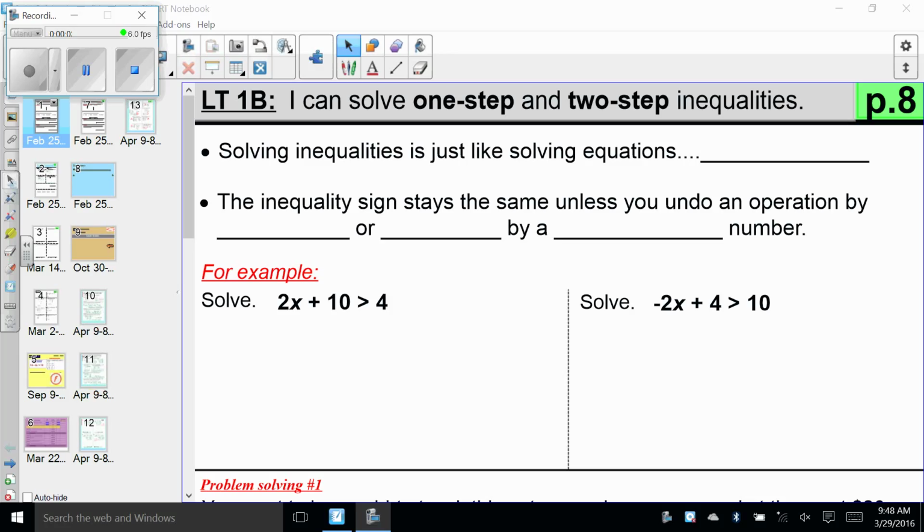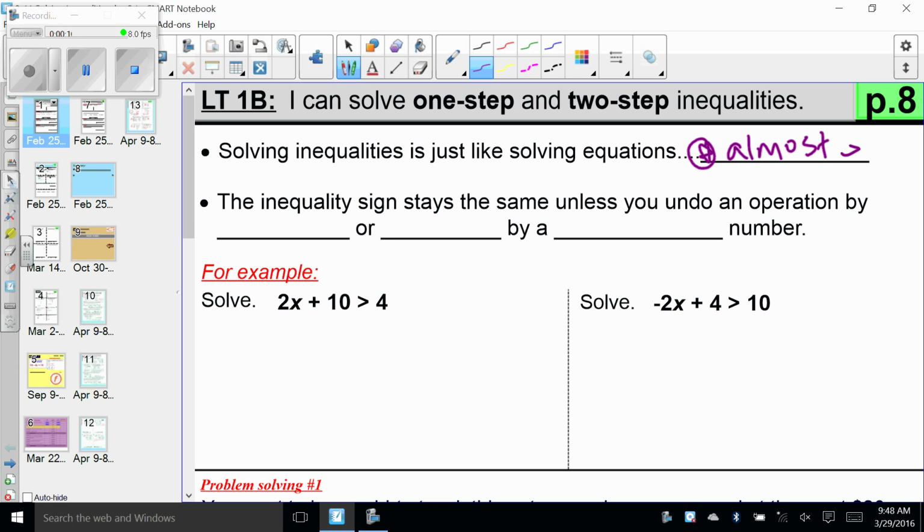Hey, eighth grade. So our learning target today is I can solve one-step and two-step inequalities. So the good news for you is that solving inequalities is just like solving equations. Almost just like that. You knew I was going to say that, right? There's always an almost or a but.